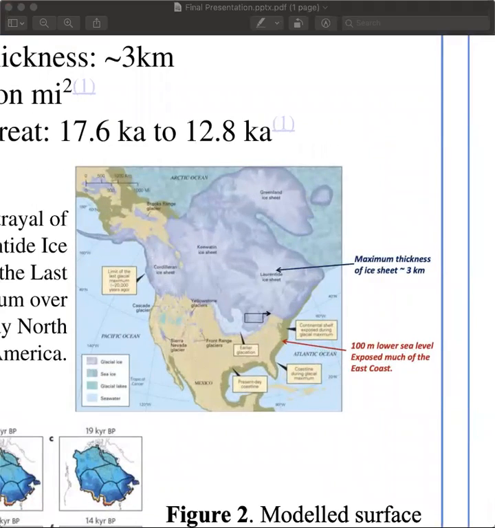Figure 1 is a portrayal of the Laurentide ice sheet during the end of the last glacial maximum over present-day North America. You can see that it covered all of New England, much of the northern United States, and almost all of Canada. The dark tan color shows where land used to be. Sea level was about 100 meters lower and exposed much of the east coast.